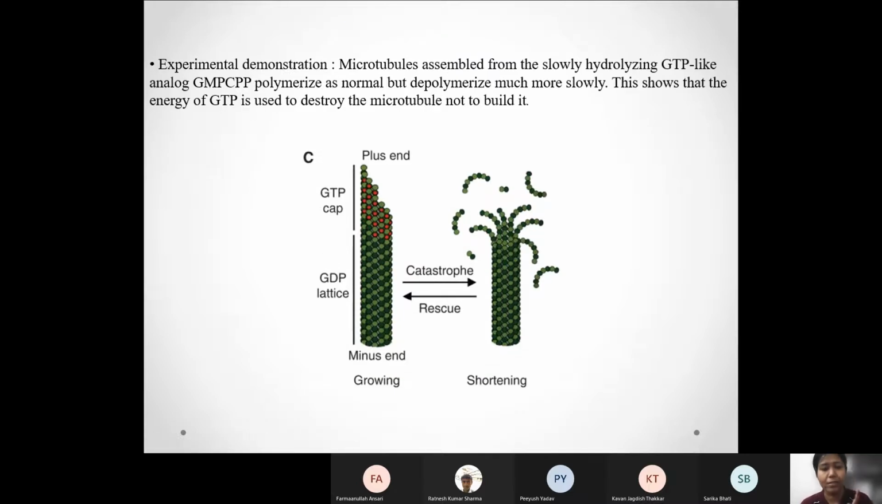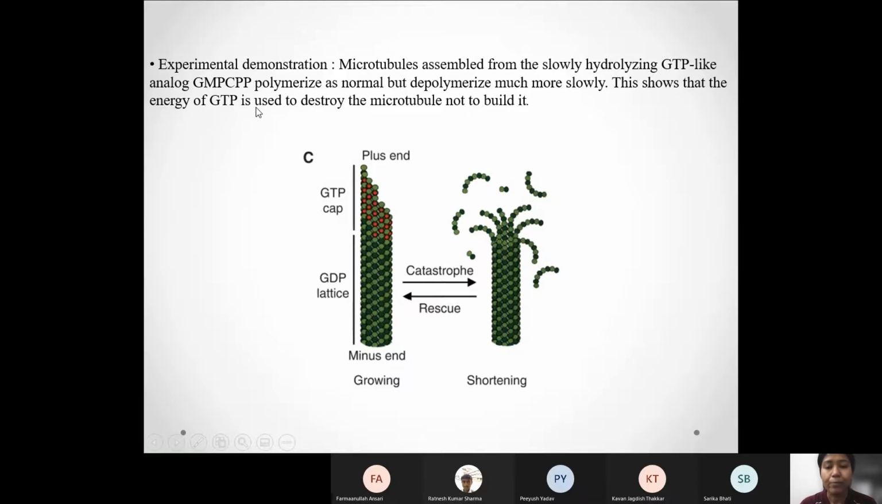Okay, and here is just a recap of the one experiment we had discussed. So the idea that GTP hydrolysis is not driving the polymerization event, but actually helping in dissociation, comes from utilization of a slowly hydrolyzable analog of GTP that is put here.